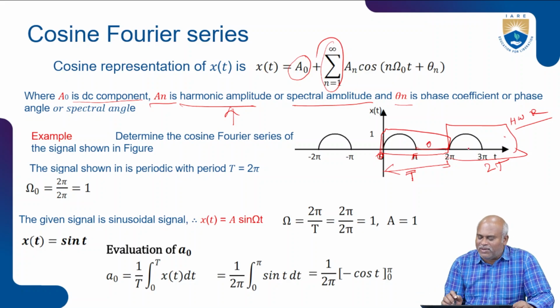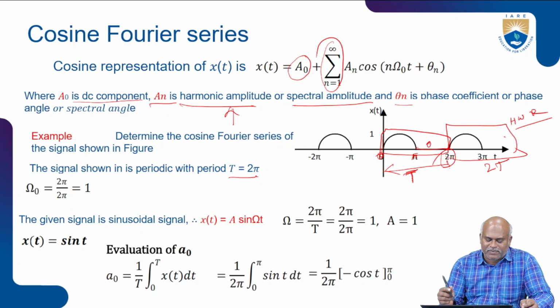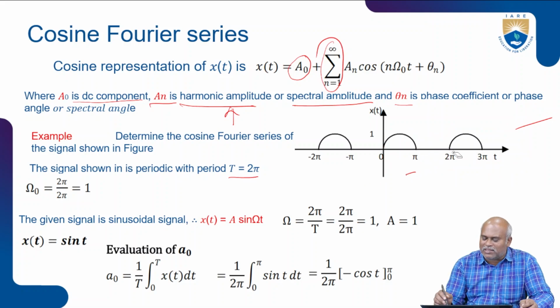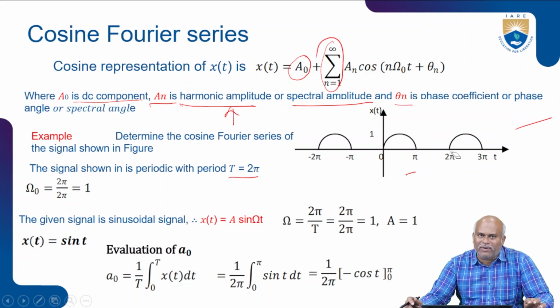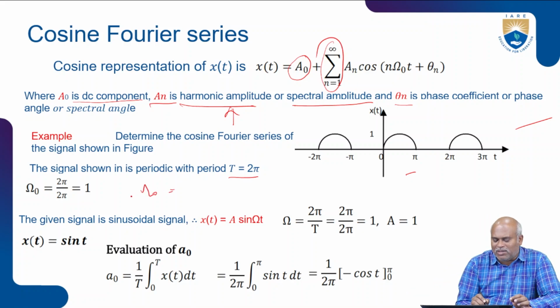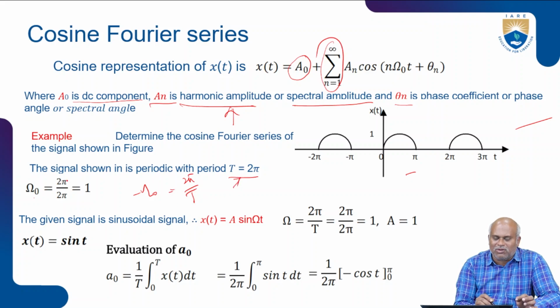In this case, first we find the fundamental period. Capital T is equal to how much duration is present? Up to 2 pi is present. Then T is equal to 2 pi, I write. Next, we should find omega 0, the analog omega 0. We know the formula omega 0 is equal to 2 pi by capital T. T is equal to 2 pi, so substituting, omega 0 equals 2 pi by 2 pi, which is equal to 1.